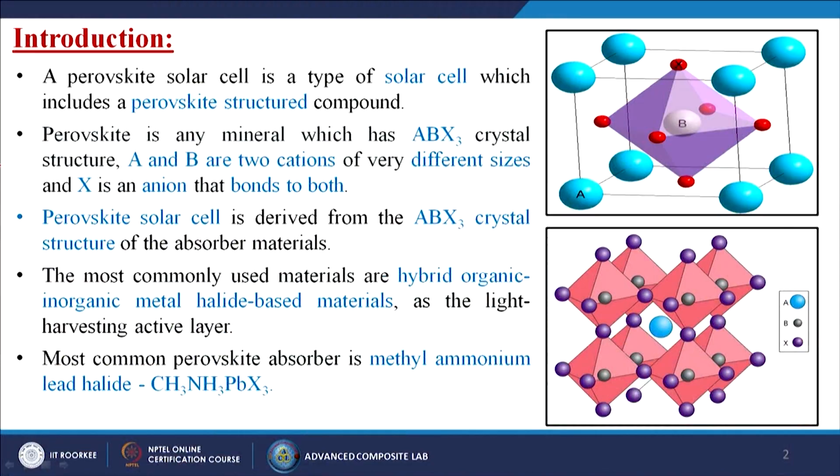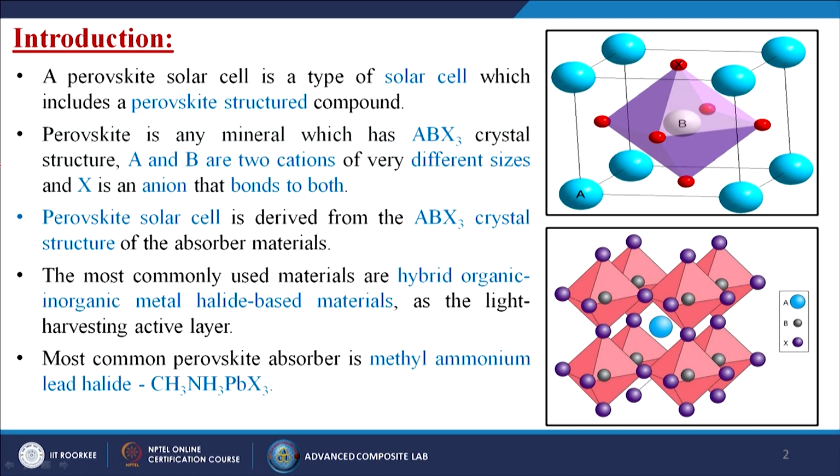I will show you some results of how we have achieved higher efficiency than dye sensitized solar cells or some other kinds of materials. So, basically now people are working on it. Before going to know about the perovskite solar cell, let us know what perovskite material is. A perovskite solar cell is a type of solar cell which includes a perovskite structure compound.